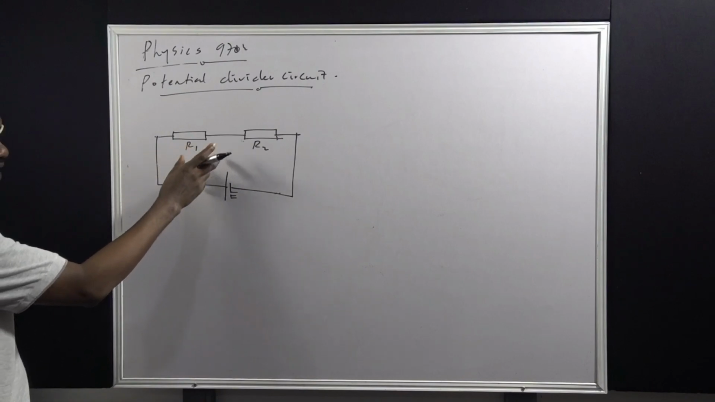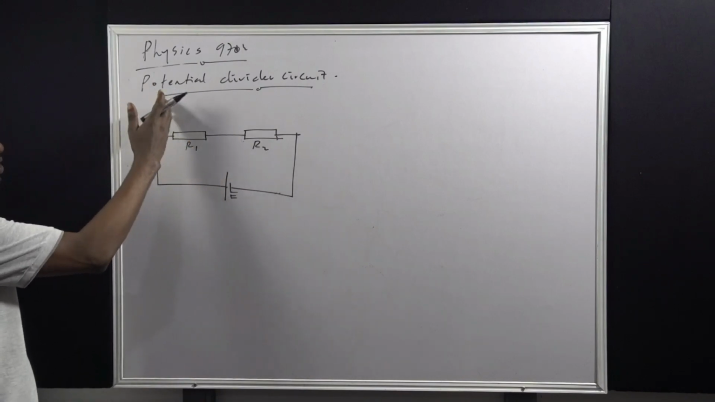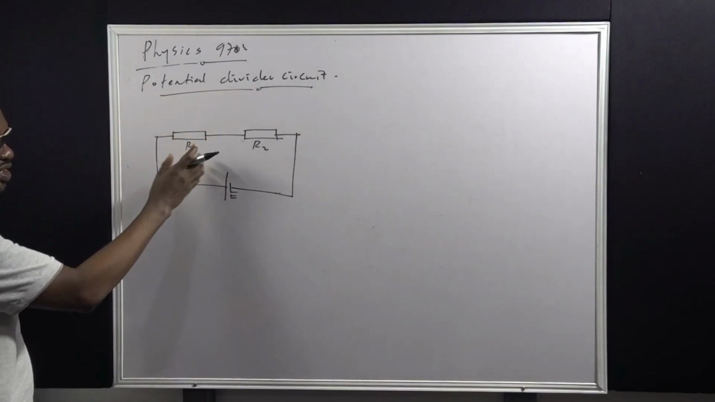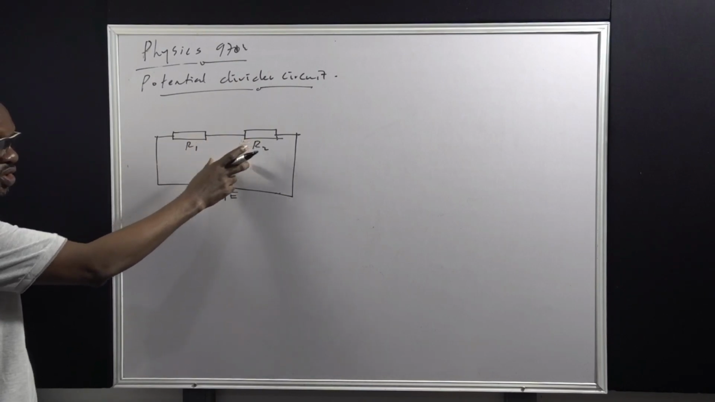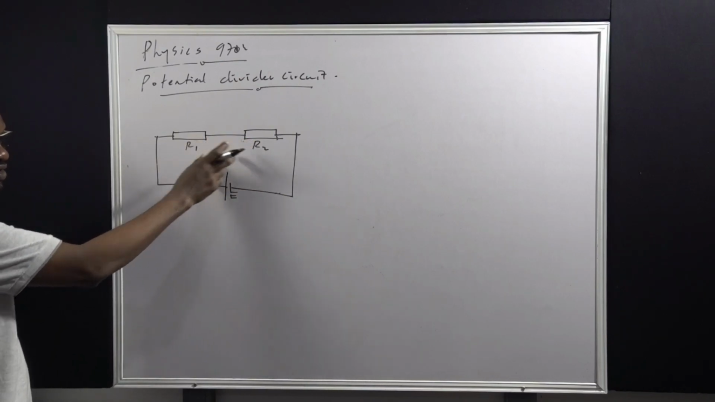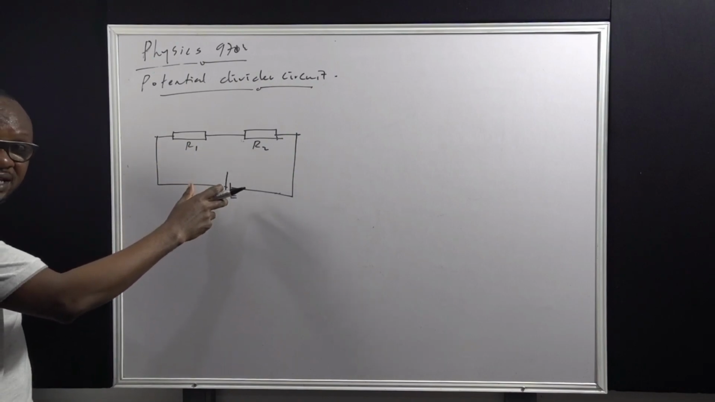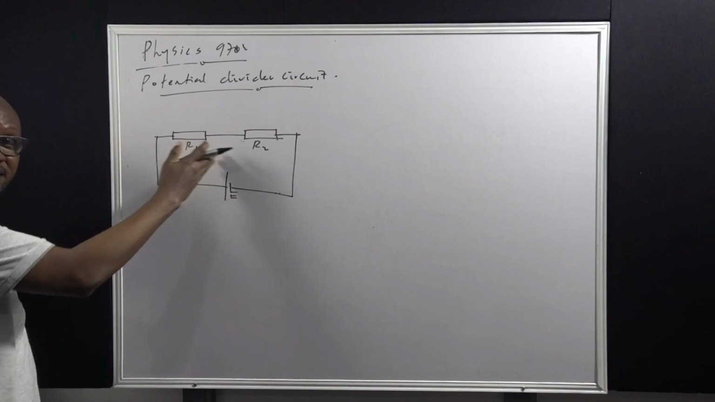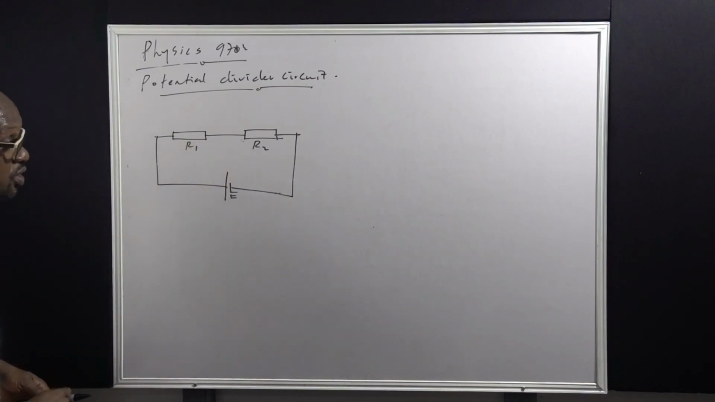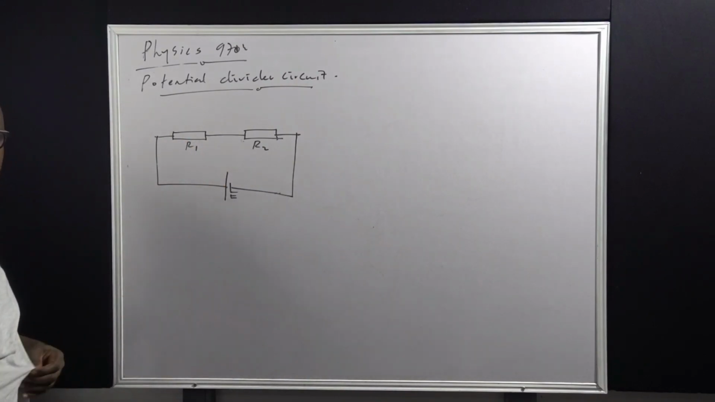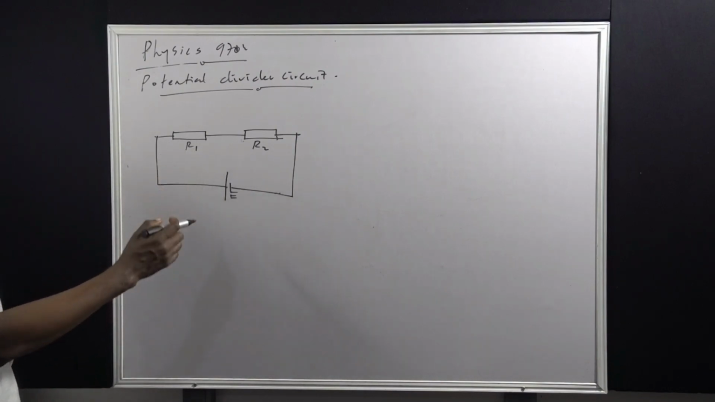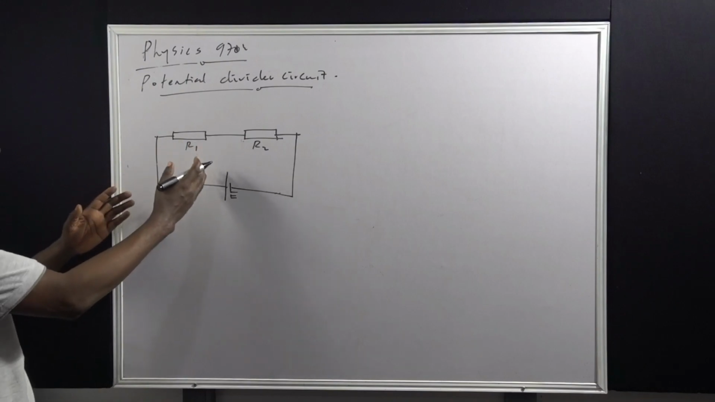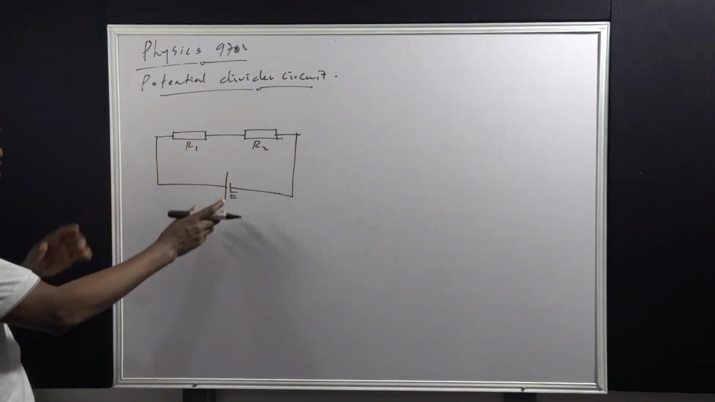Therefore, we can say that this circuit is actually a potential divider circuit, because the voltage across these resistors is being shared. That means the EMF of the circuit is shared as voltages across the resistors. So this constitutes a potential divider circuit. I can say that a potential divider circuit consists of resistors arranged in series and connected to a power supply.